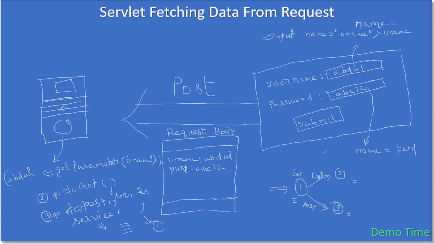So here in the Eclipse demo we will see how to use doGet and doPost. Both will have ditto same code. So since the code is same, the best method to handle that is a service. But here for a demo purpose we are going to paste the same code in doGet and doPost, and we will explore how the post and get method works.